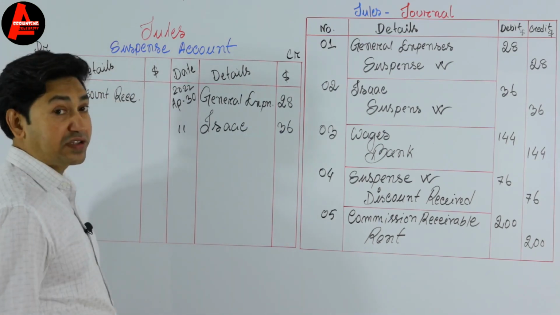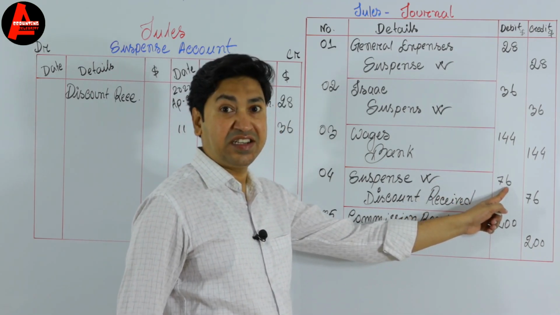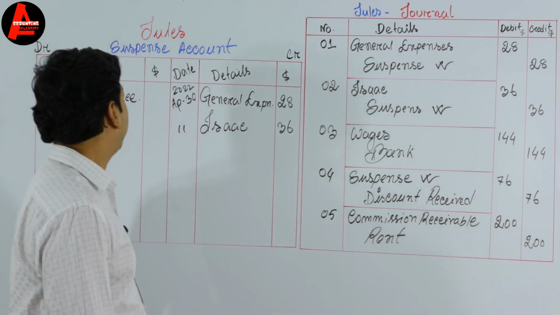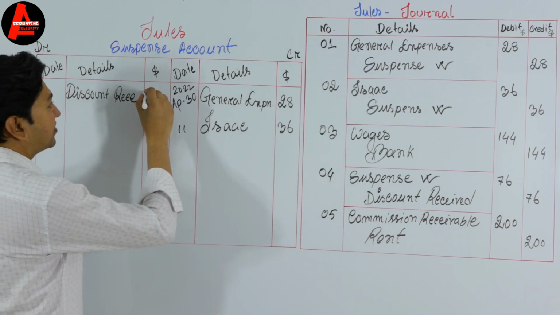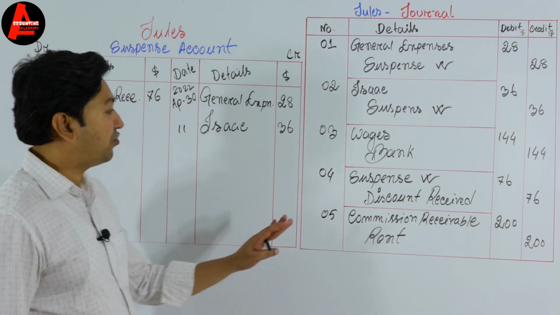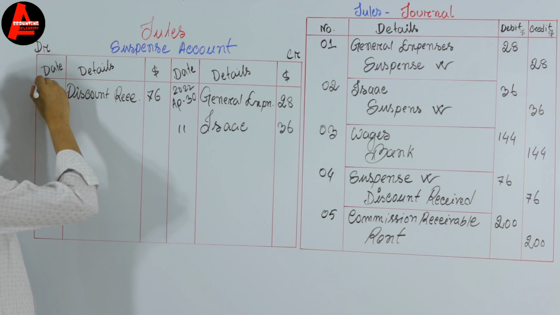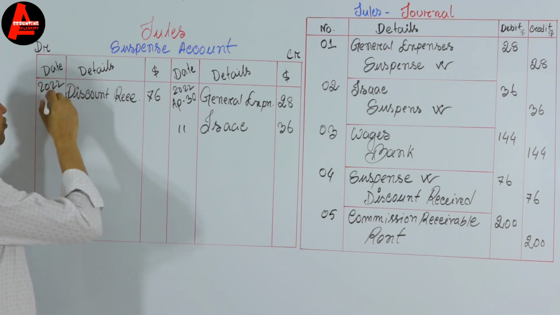Okay, what is the amount? The amount is here for the suspense account $76. So we will write here $76. Good. So we have no more transactions, so we need to write a date. What date? The end of the financial period, 2022 April 30.